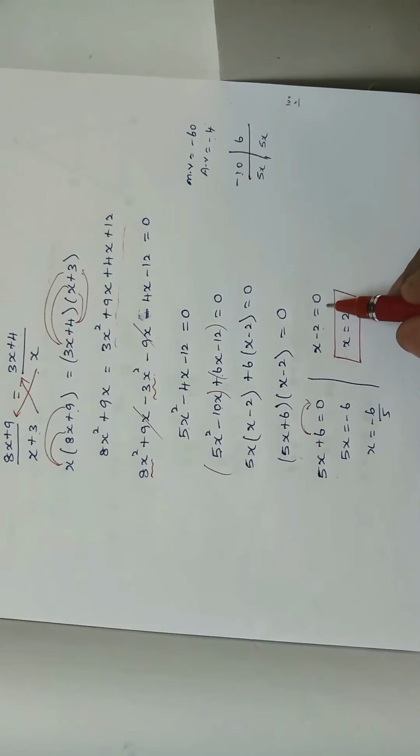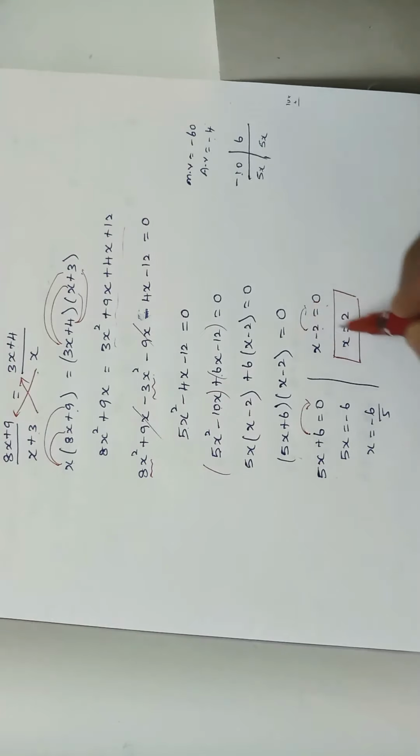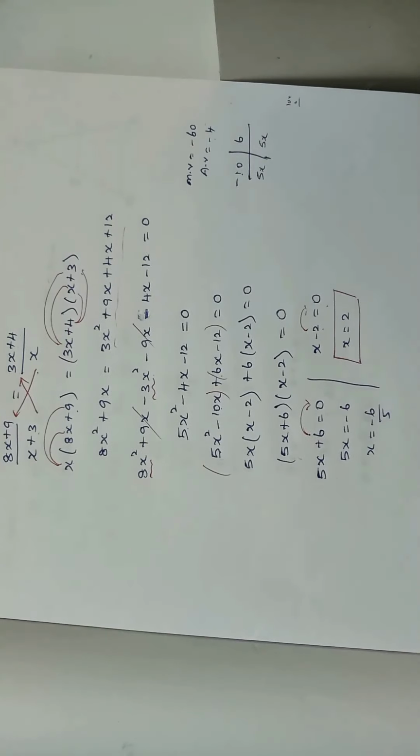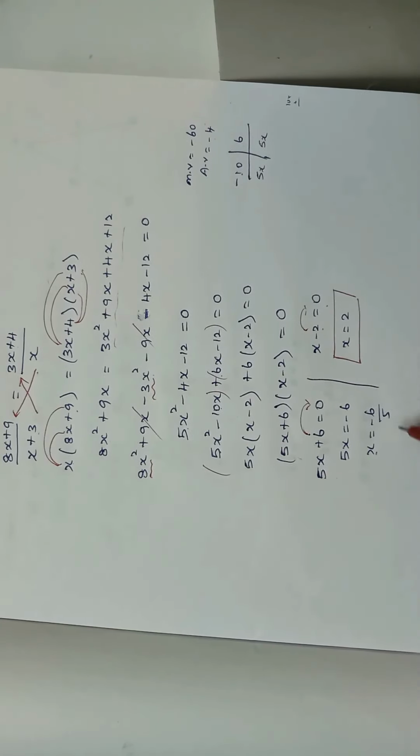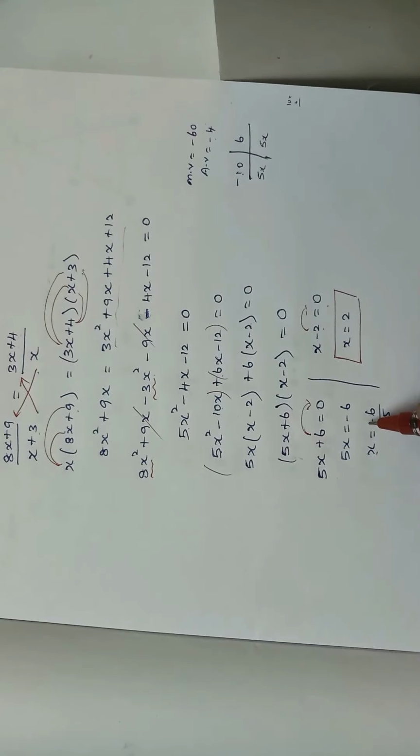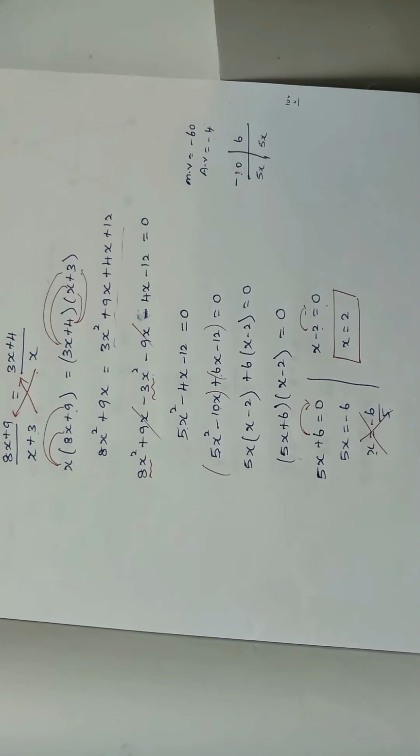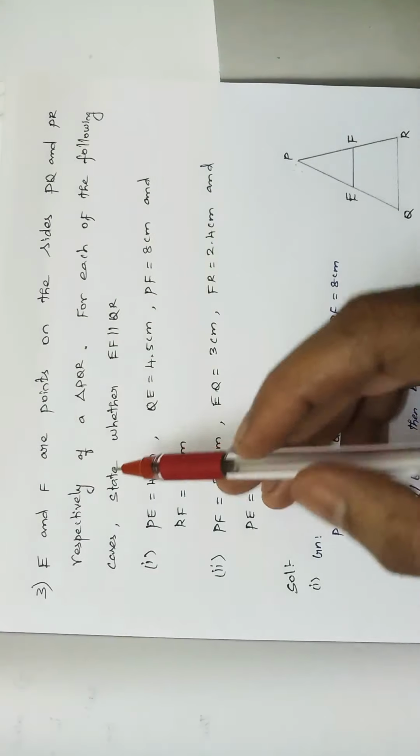Here x minus 2 is equal to 0. Taking it to the RHS, it will become plus 2. x is equal to 2. See here, we are having measurements, and measurements will always be positive. Here we have two values: x is equal to minus 6 by 5 and x is equal to 2. So the measurements won't be negative. So x is equal to 2 is the solution. Understood? Next sum. Sum number 3.